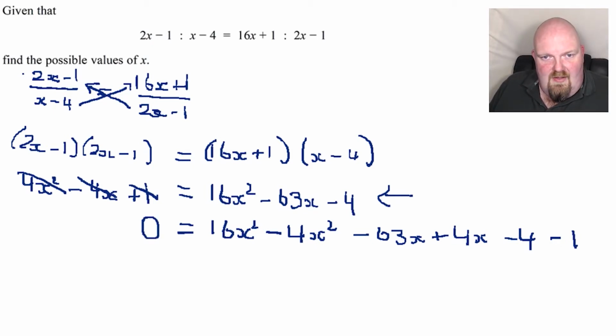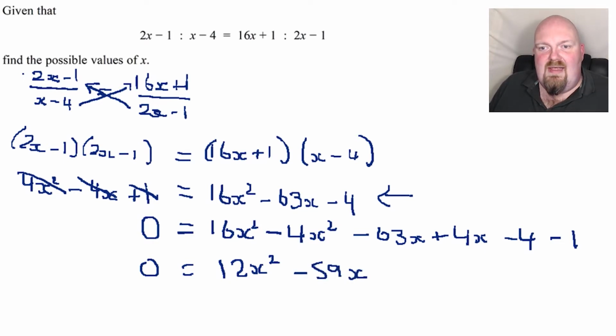So I've got, let's have a look. So I've got 16x squared take away 4x squared is 12x squared. Negative 63 add 4 is going to be negative 59x. And negative 4 take away 1 is going to be negative 5. Okay?